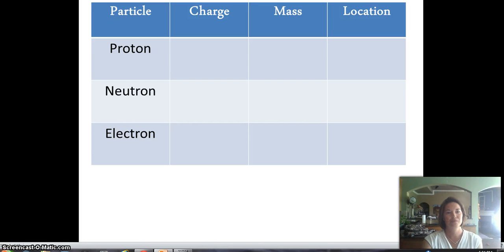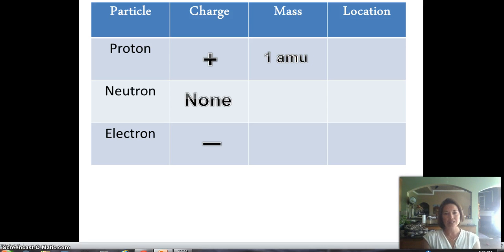So let's review. A proton has a positive charge. A neutron has no charge. And an electron has a negative charge. The mass of a proton is 1 AMU. Now, an AMU, that's a new unit. We haven't seen that unit yet. We've seen all kinds of units, meters and newtons and joules. But AMU is the unit for atomic mass.